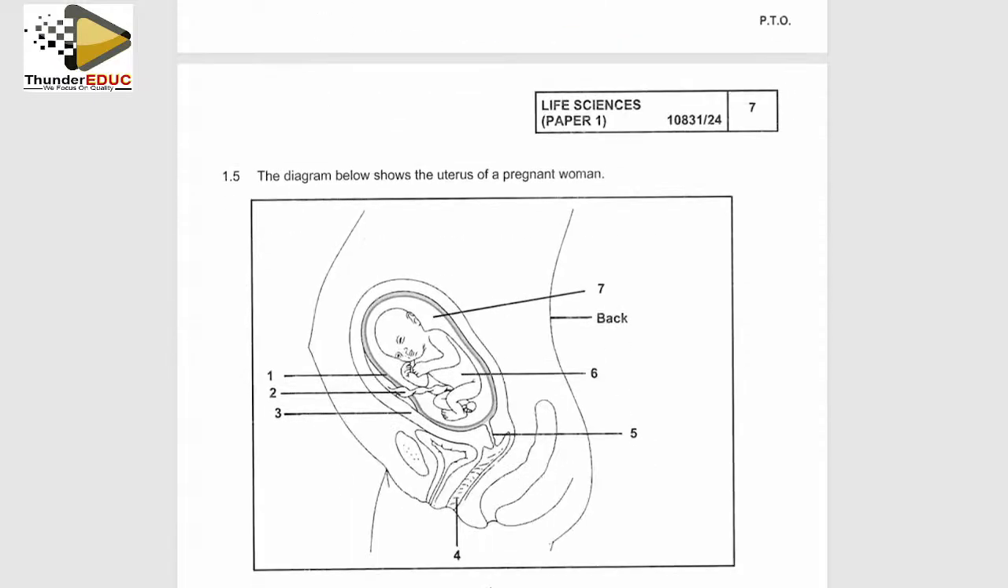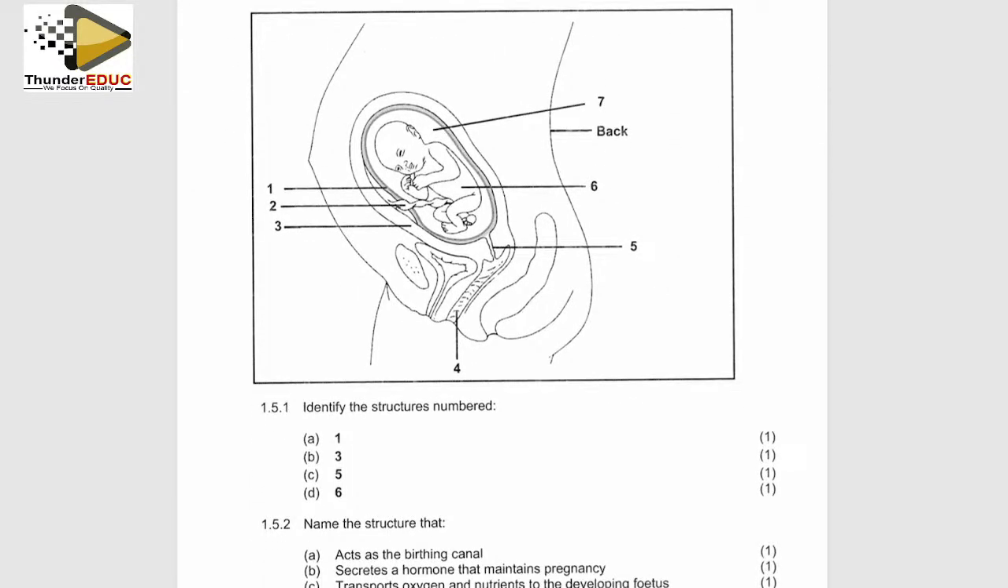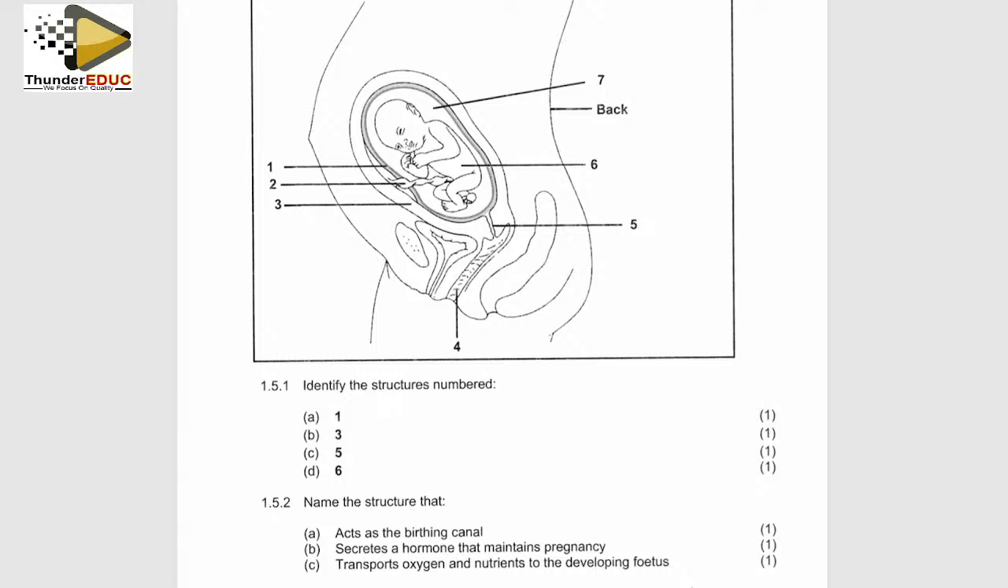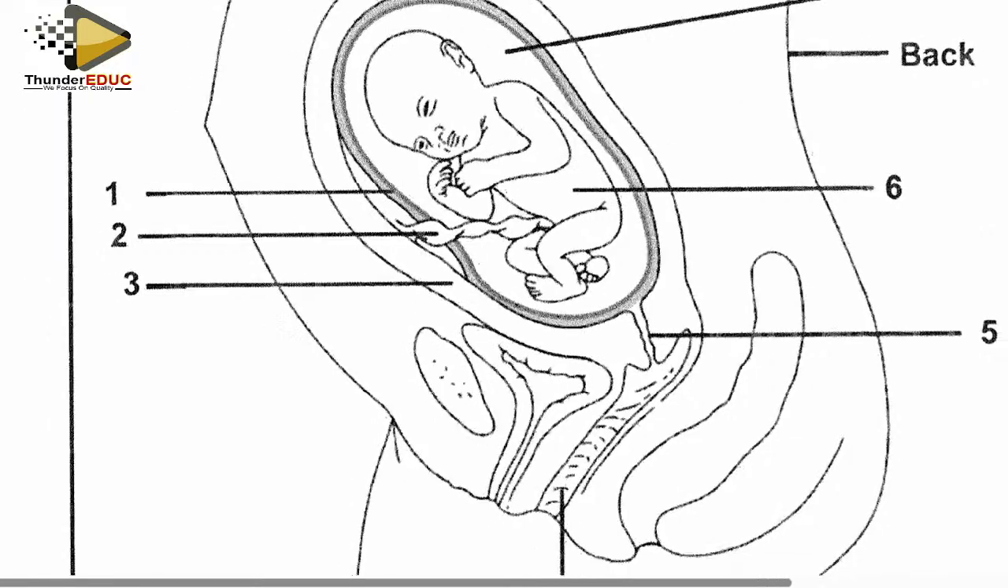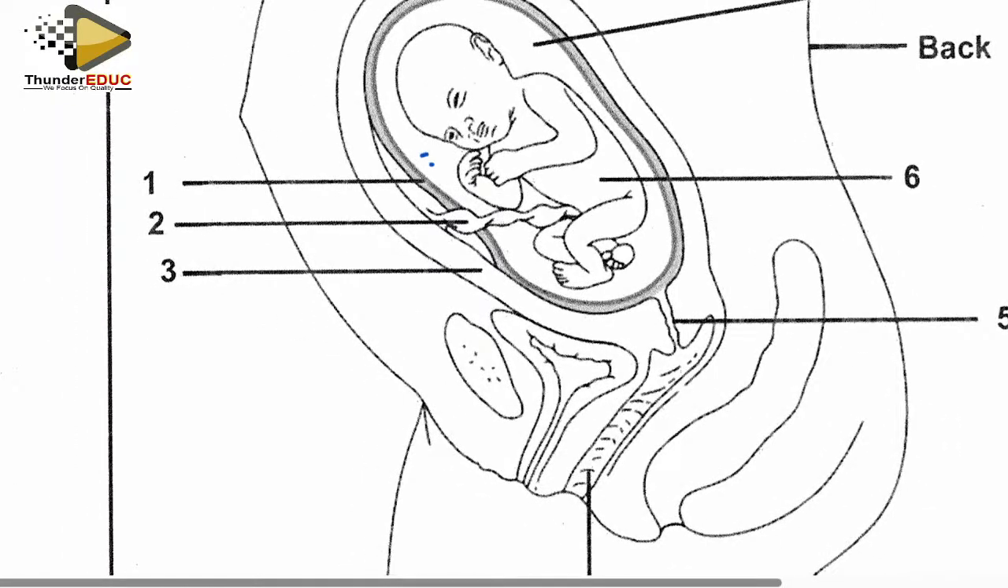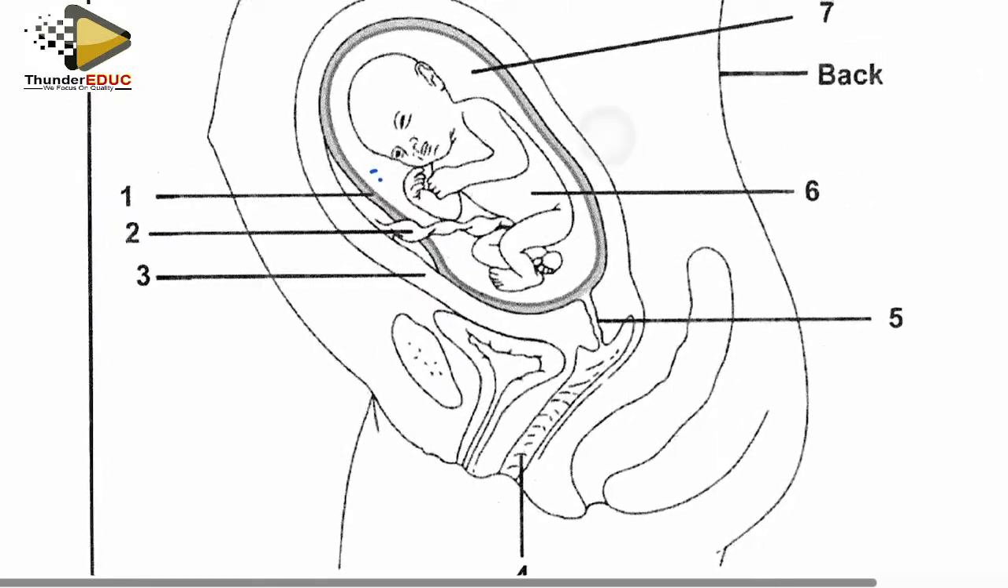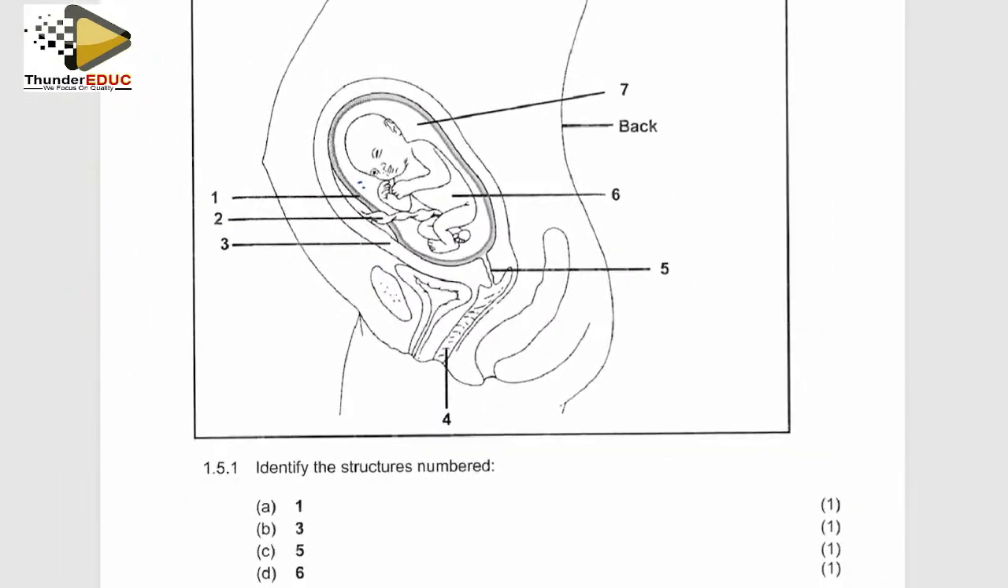Here they're saying you have all these labels. They're saying identify the structure number D1. Number D1 looks to be the amniotic sac. If you follow it up, it looks to be the amniotic sac. I don't know whether they are pointing straight here because it is in the middle. It looks to be the amniotic sac because this is the amnion, and then a layer just outside there, so it looks to be the amniotic sac.